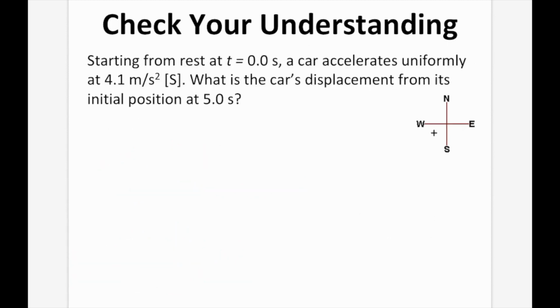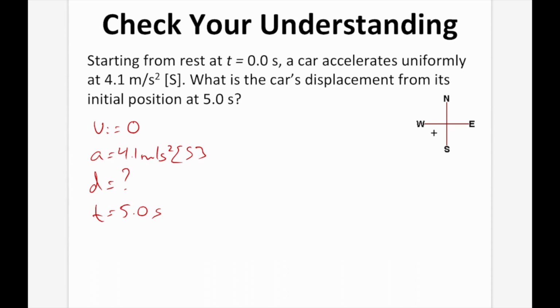Check your understanding. Starting from rest at t equals 0.0 seconds, so vi is 0, a car accelerates uniformly at 4.1 meters per second squared south. What is the car's displacement, so d is the question, from its initial position at 5 seconds. t equals 5.0 seconds. Now you can see in the previous question I set it up as given and unknown, but once you've done enough questions, you can simply write all your variables down on one side of the page.